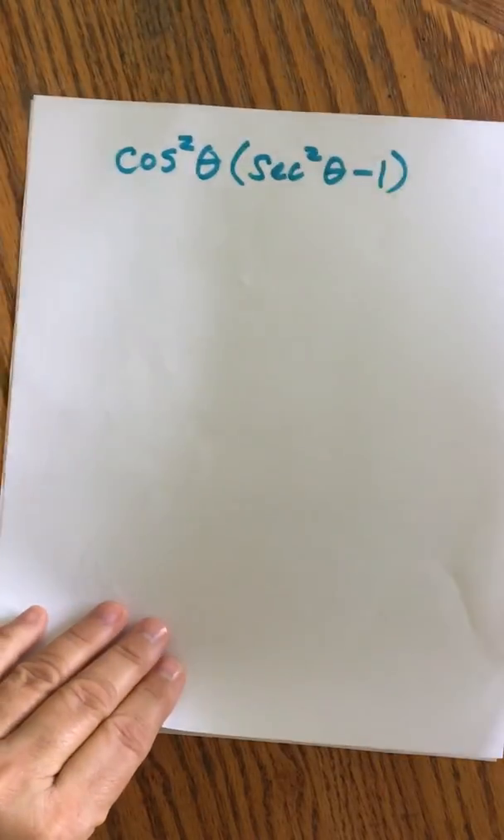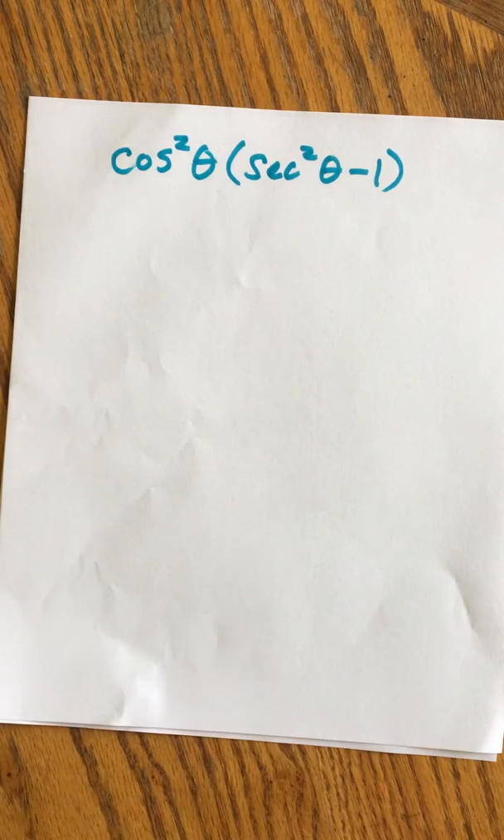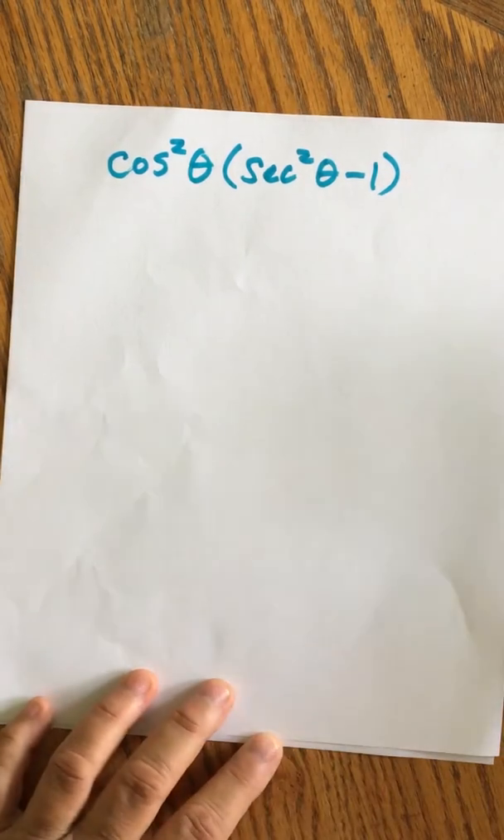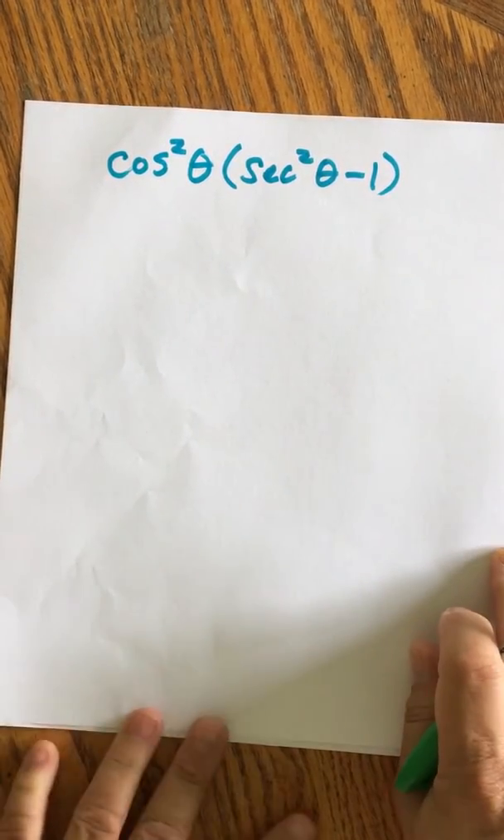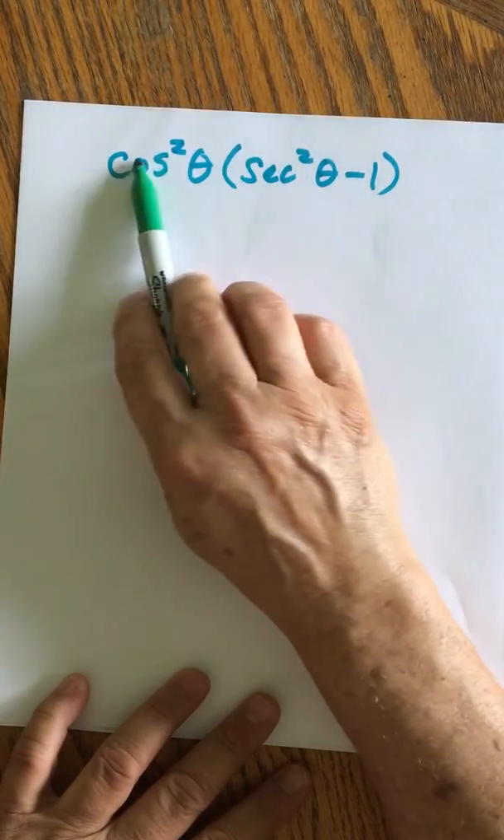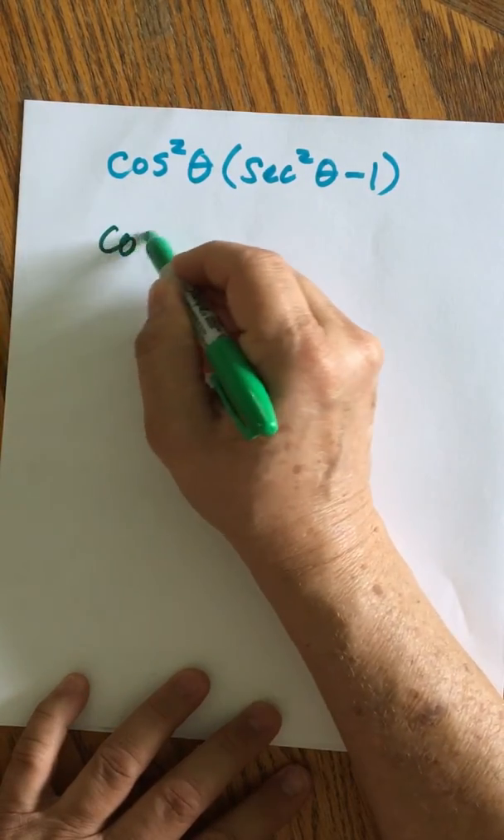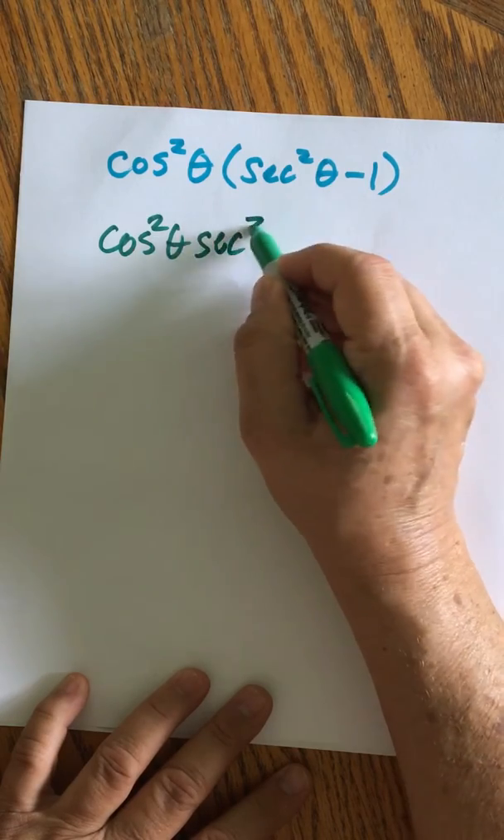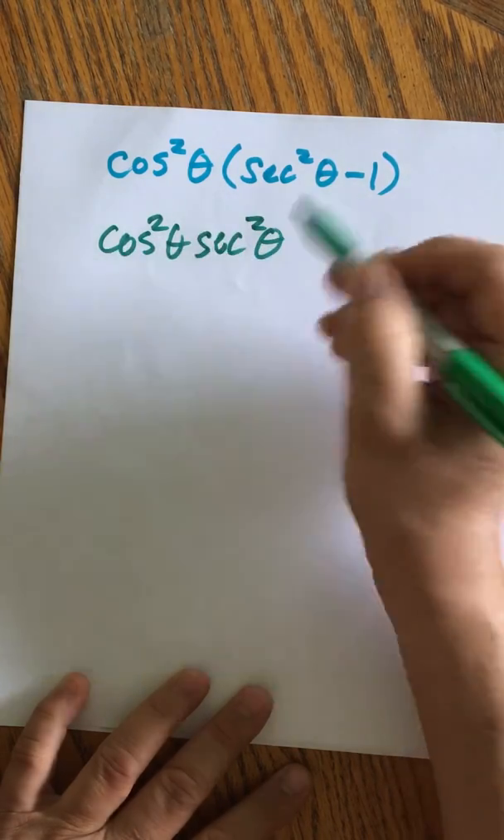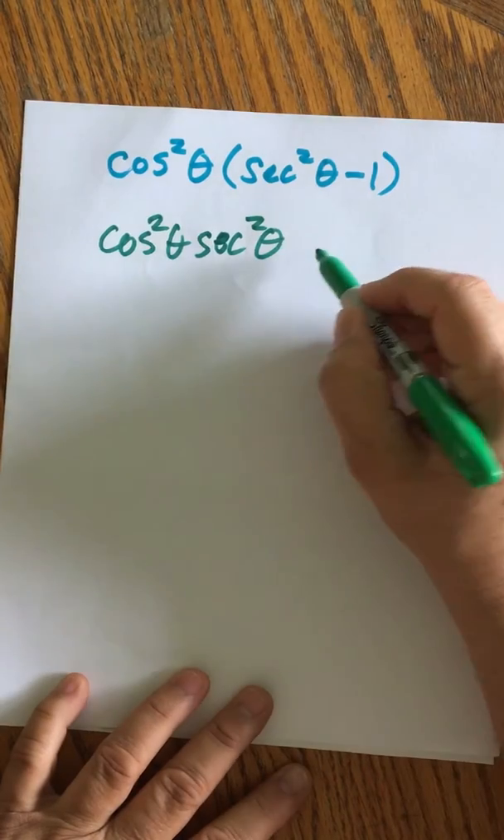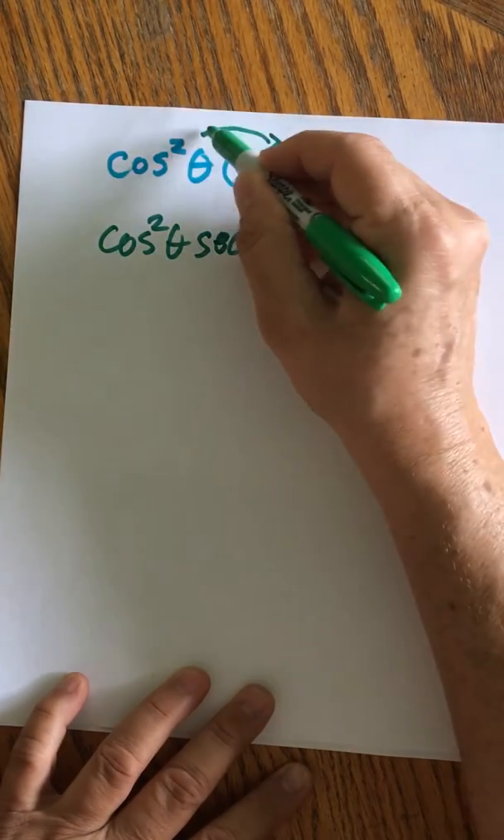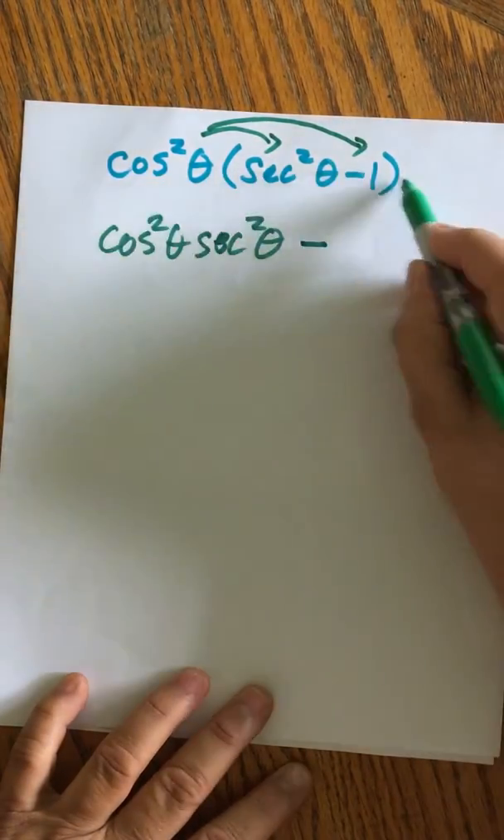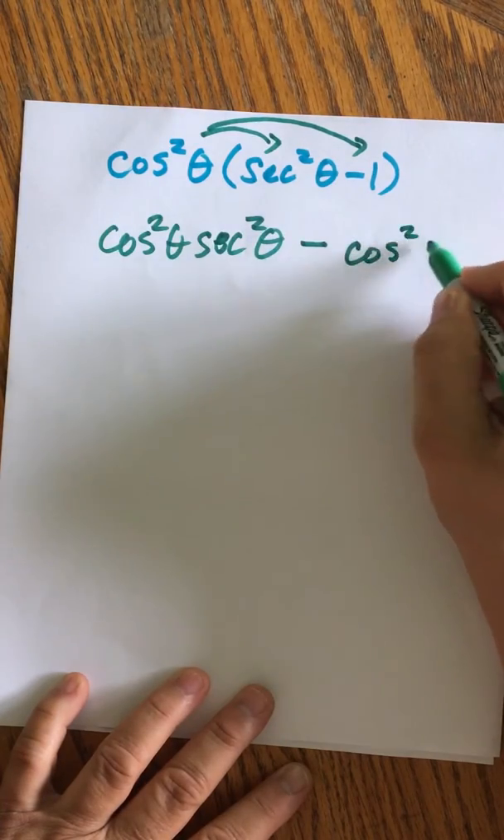All right, let's try another one. I think I just lost my page. All right. So on this one, what I want to try to do is go ahead and do the operation of distributing. So I'm going to say cosine squared of the angle times, understood, secant squared of the angle. If you need to, you can put a dot or parentheses, but it's understood these are being multiplied. Then minus, right, so I'm going to multiply that times that, and then here, cosine squared of the angle times 1 is just cosine squared of the angle.